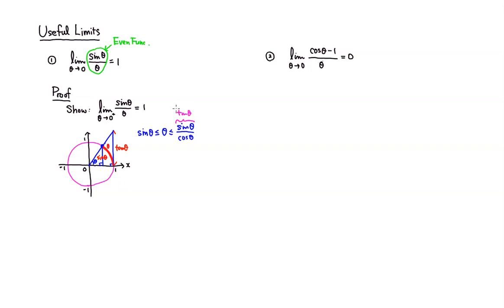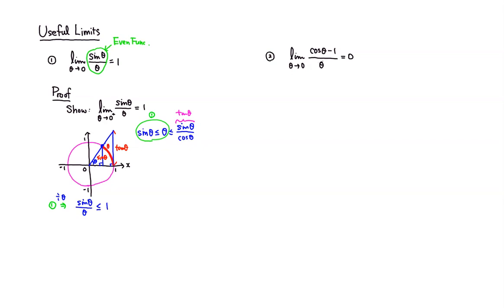So what I'm going to do is first pick on this first inequality. From the first inequality, this is what we can get. I'm going to divide through by theta. So you have sine of theta over theta is less than or equal to 1. So we got the first inequality.